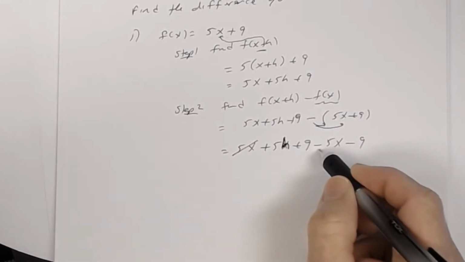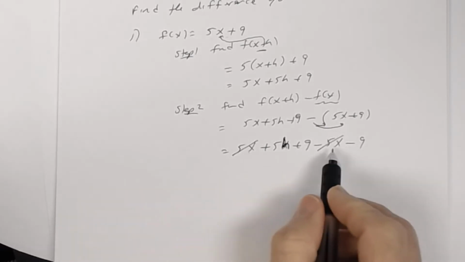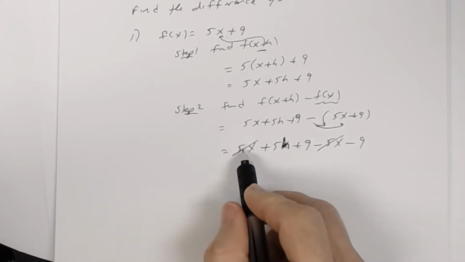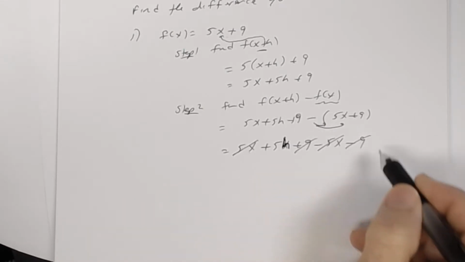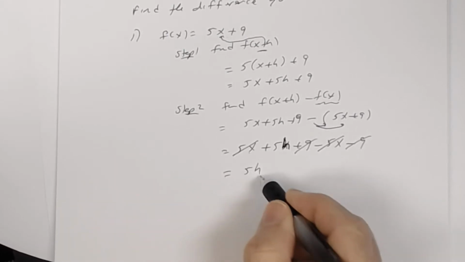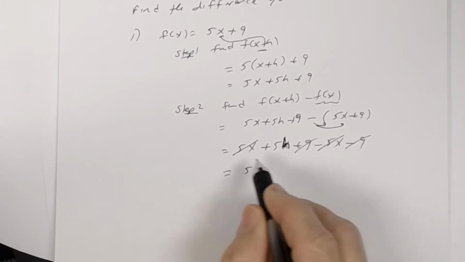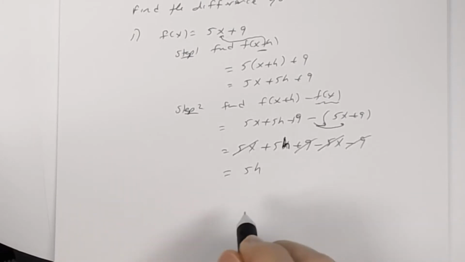Every term that doesn't have a factor of h will cancel out. 5x, you'll see its opposite. So 5x and its opposite, 0. 9 and its opposite, 0. The only thing that's left is 5h. So the only terms that should be left would be terms that have factors of h.